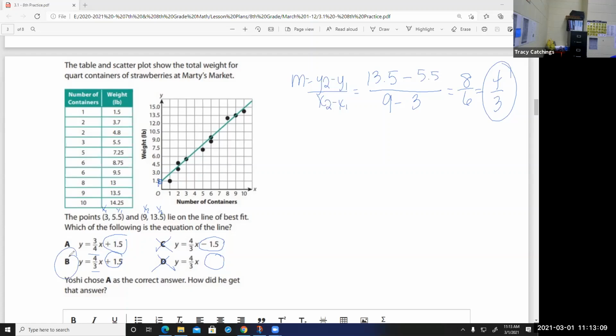Y'all, she chose A. How do y'all think she got A? Good job, I like it. So I would say the correct answer is B. Yashi got A because she did the slope backwards. She did x2 minus x1 divided by y2 minus y1.